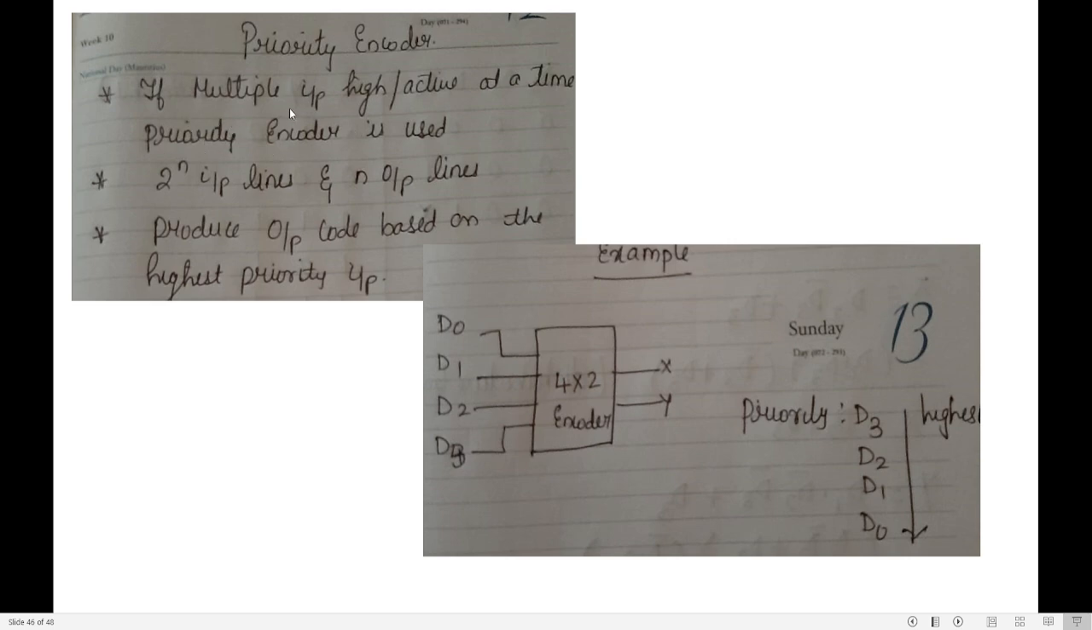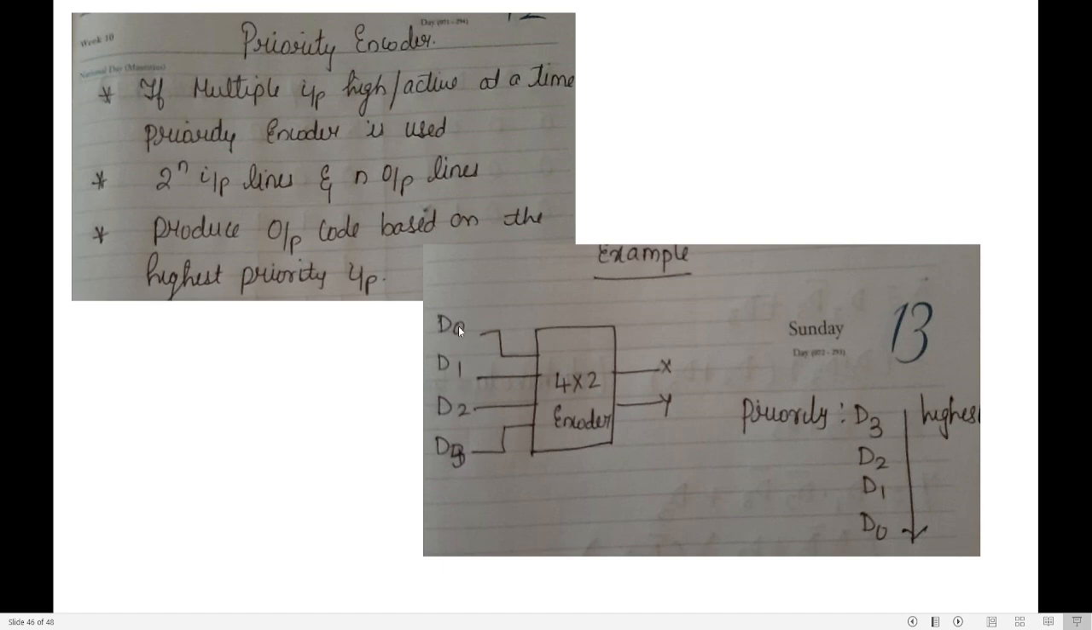What type of encoder are we going to use? The priority encoder. A priority encoder is similar to an encoder where you have 2 power n inputs and n outputs. This is an example of a priority encoder where I have 4 inputs and 2 outputs. So it produces an output code based on the highest priority. We'll see this now.